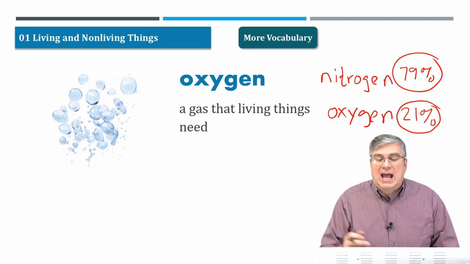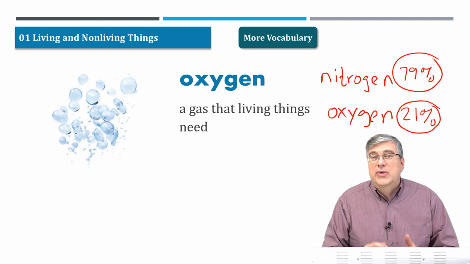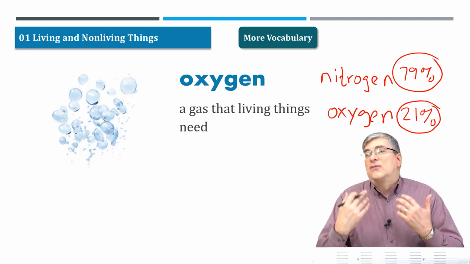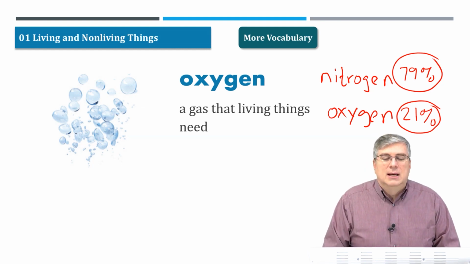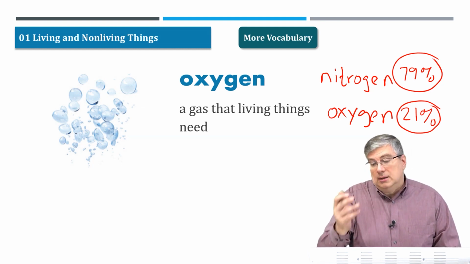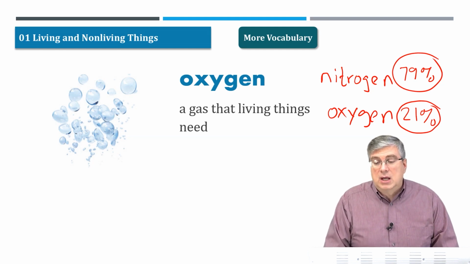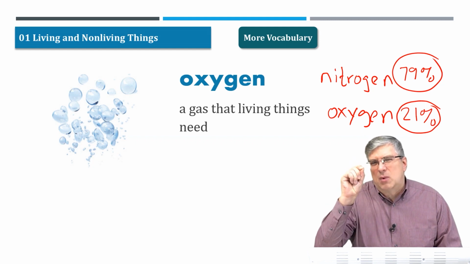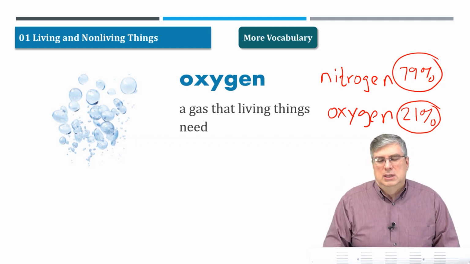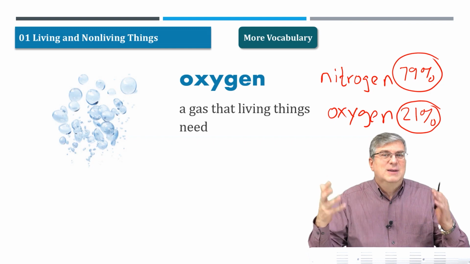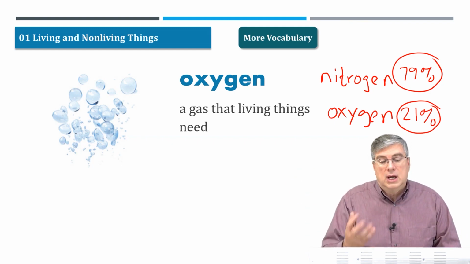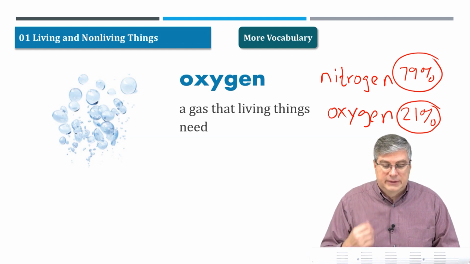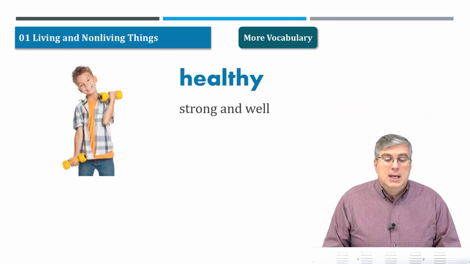So oxygen is a gas, right? It's a gas that living things need. We need it, fish need it, many different living things need oxygen. And mostly the air is 79% nitrogen, 21% oxygen. Yes, there are other gases, but they're very small. They're not really measurable in any typical situation outside. Okay, good. So oxygen is very important for us and most living things.